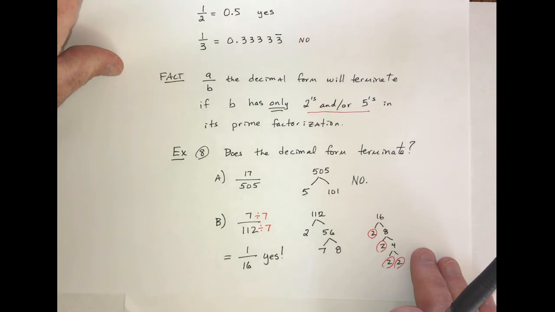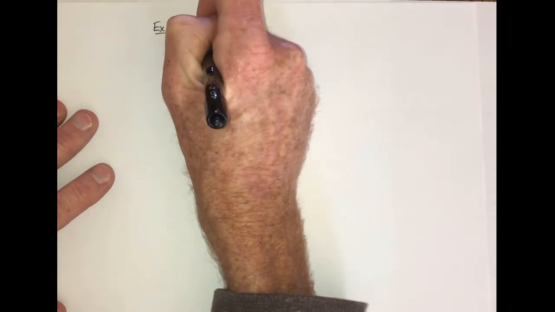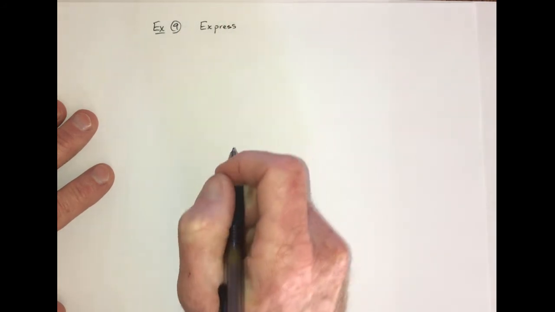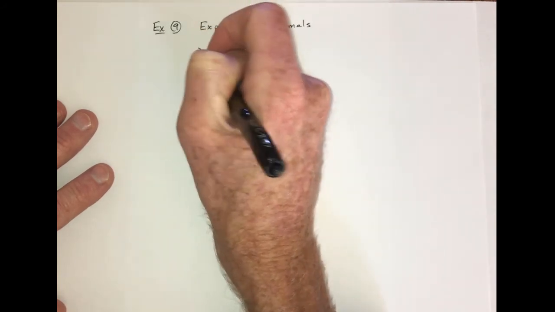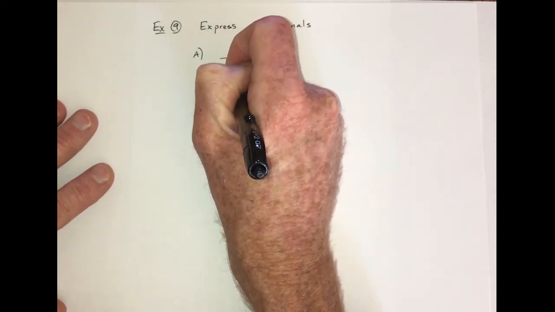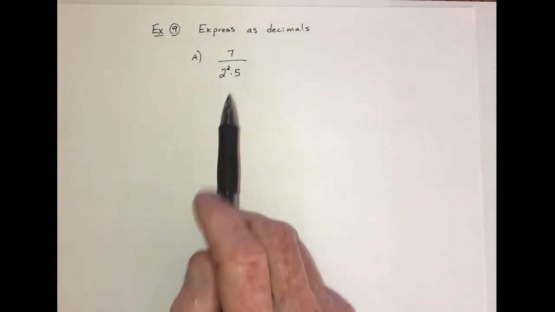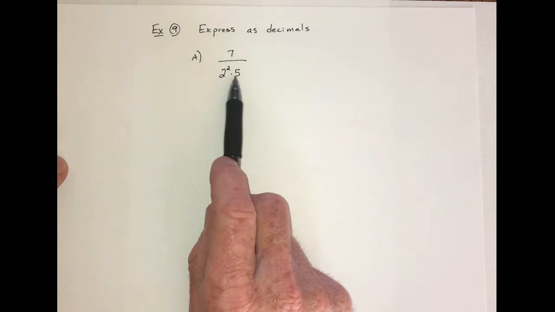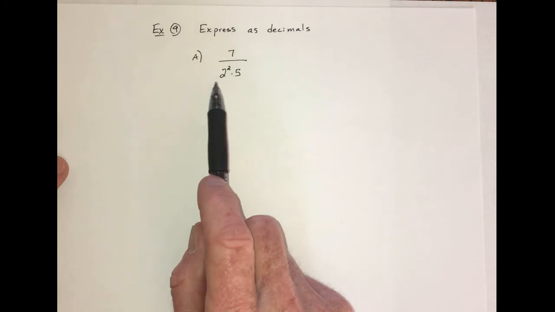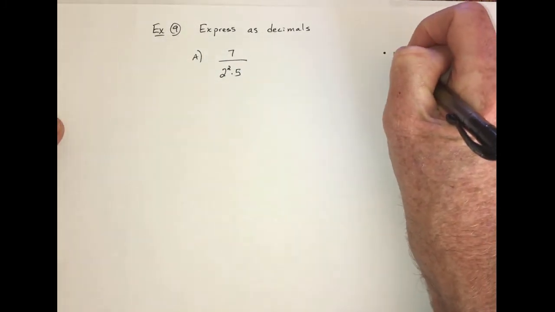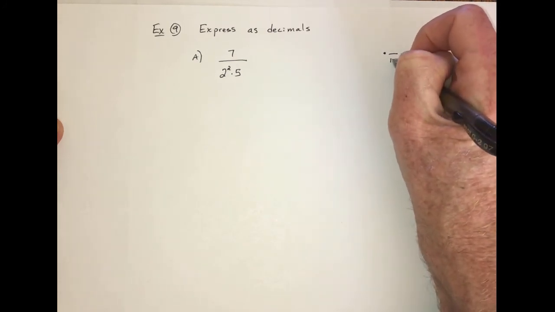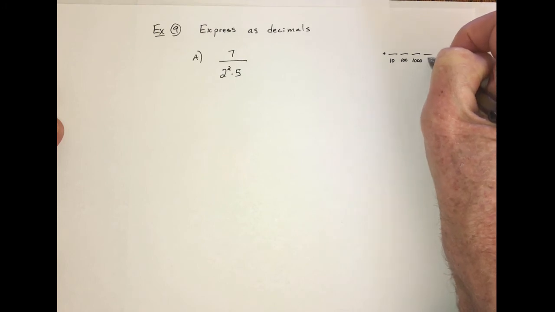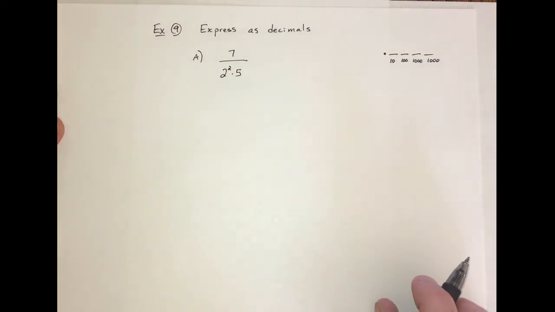And then one last idea of this section. Example number 9. Express, or in other words, write these as decimals. What if we had something funky like 7 divided by 2 squared times 5? To write this as a decimal, it would be nice if the bottom was a 10, 100, 1,000, 10,000, because like the very beginning of this section, the first decimal place is the tenths, then the hundredths, then the thousandths, then the ten-thousandths, etc. So if we could get the denominator to be one of these numbers, then it would be very easy to write it as a decimal.